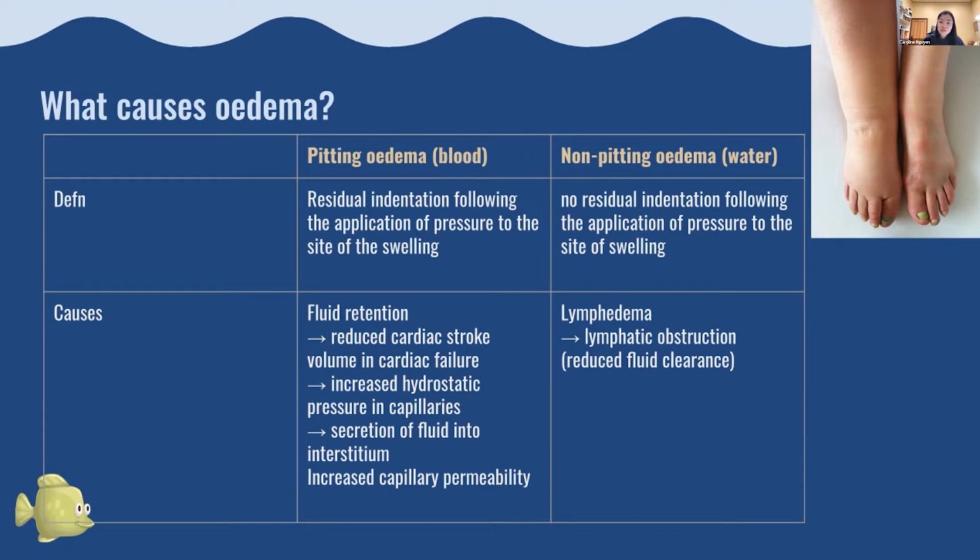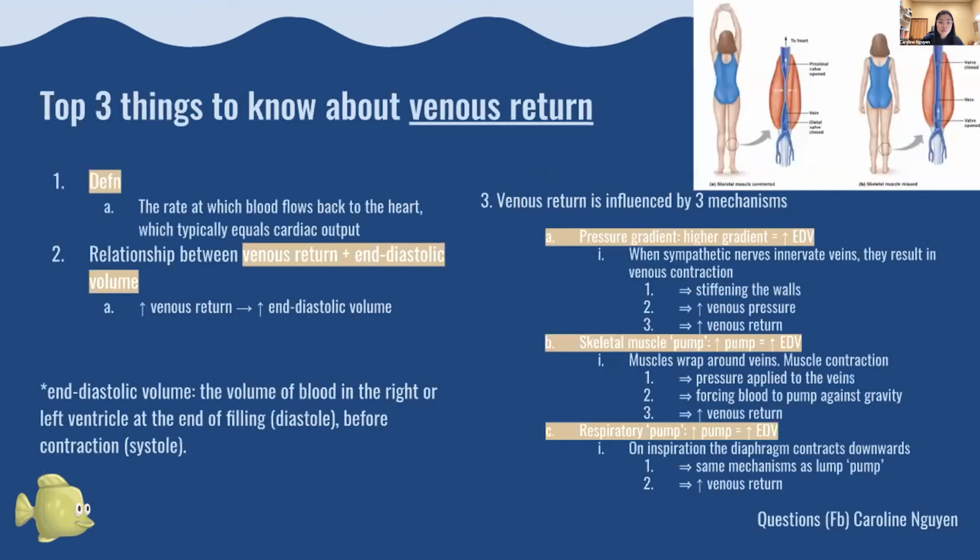On the other hand, in non-pitting edema, it's not blood, but it's like fluid. And so that's due to obstruction in the lymphatic system. And so the body isn't able to clear out fluid, and the fluid that remains is water.